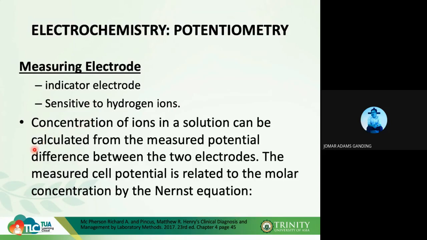So here's the thing now. In potentiometry, the concentration of your ions in the solution can be calculated how? From the measured potential difference between your reference electrode and your measuring electrode. And the measured cell potential is related to the molar concentration by the Nernst equation. So what, sir? Medyo na lost ako doon. Can you please repeat that? Ito lang yung sinabi niya. The measured potential that we came up with, the difference between the reference and the measuring electrode, is related to the concentration of your ion. Okay? And how is that depicted? That is depicted by your Nernst equation. Are we clear, chat box?